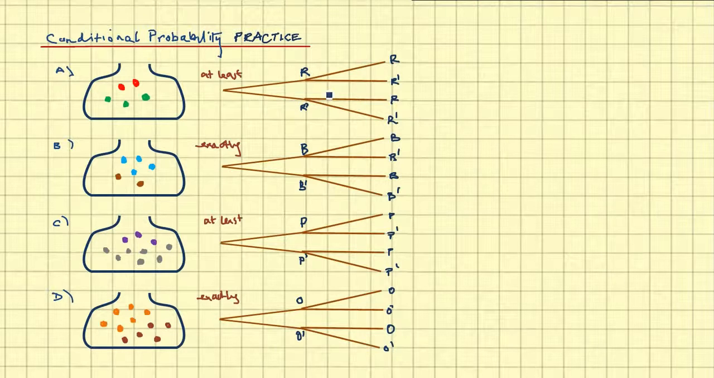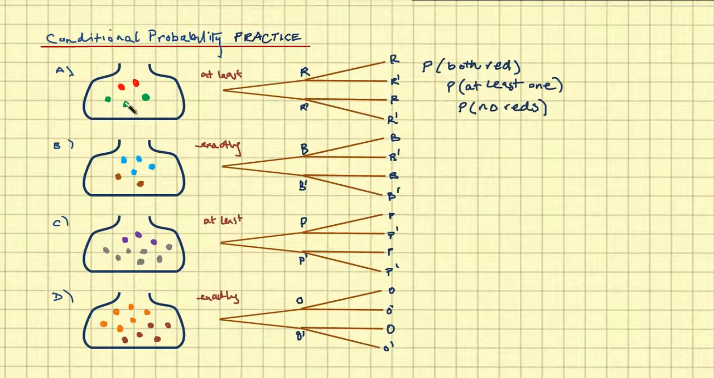All we've got to do now is work out the probabilities. But remember, we've got to figure out this one at least. So if now we start drawing out what we've got to do: the probability that they're both red is the first thing we're going to calculate. The second thing is the probability that at least one will be red. And the third is the probability that there will be no reds at all, that we will only pick greens.